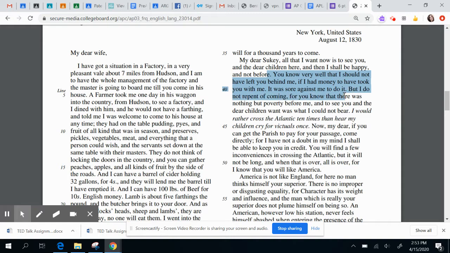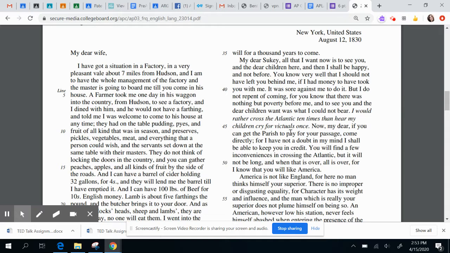But I do not repent of coming, for you know that there was nothing but poverty before me, and to see you and the dear children want, which means go without, was what I could not bear. So a little refutation here. This is in italics. I would rather cross the Atlantic 10 times than hear my children cry for victuals once. I would speak to this italics and also unpack it as hyperbolic. He wants her to truly hear his heart.